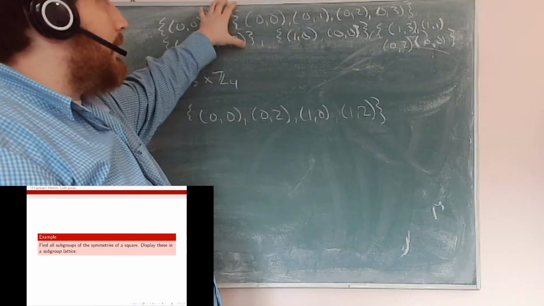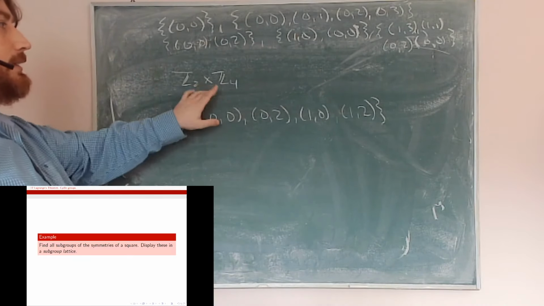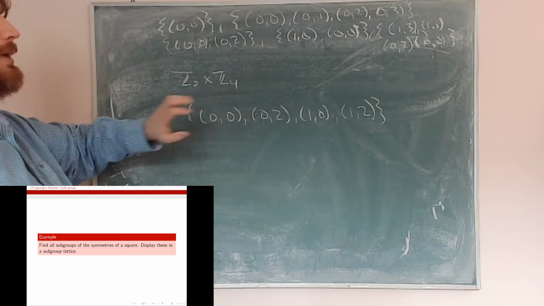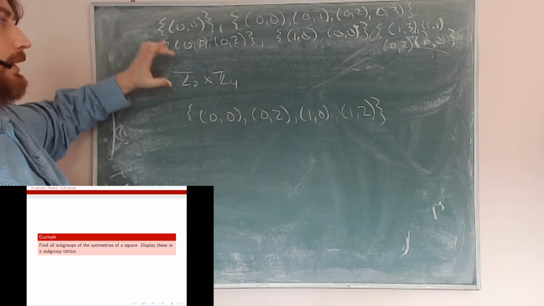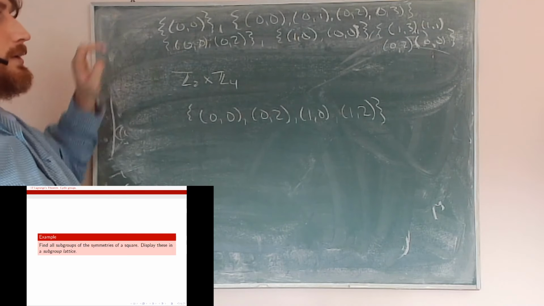So notice that out of all of these, this is actually the only subgroup which is not cyclic, besides the entire thing. The entire thing is not cyclic because it's not generated by one element. I found the subgroups generated by each one element, and none of them were this, so this is not cyclic. This is also not cyclic, but all these other ones are.